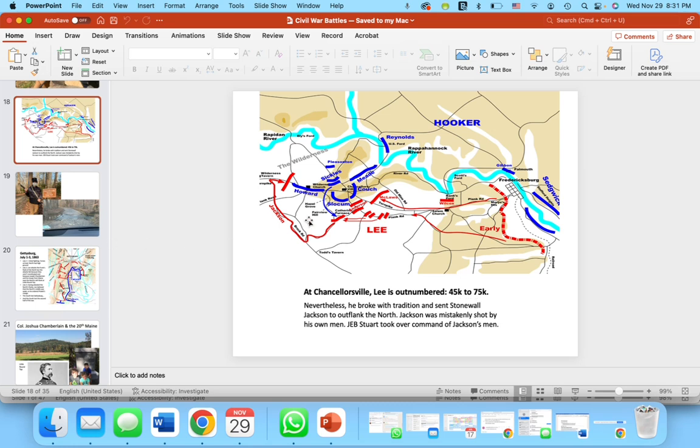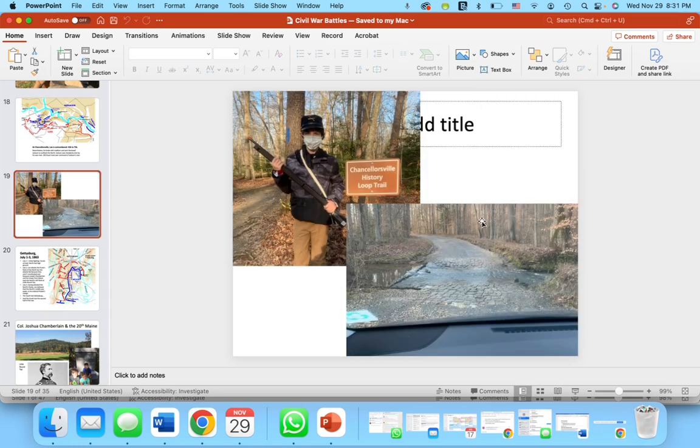The problem was that late in the day, Stonewall Jackson was riding around in the forest trying to see, should we keep attacking? Should we keep attacking? And some of the Southern troops thought he was a Northern spy, and they shot him and they killed him. So the South lost their second best general.